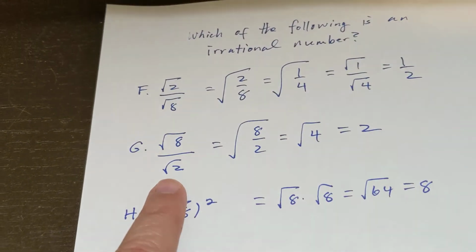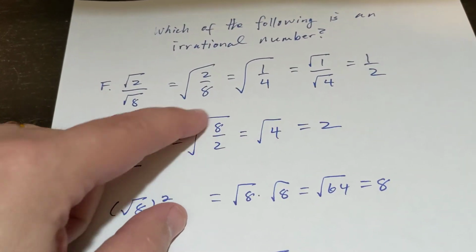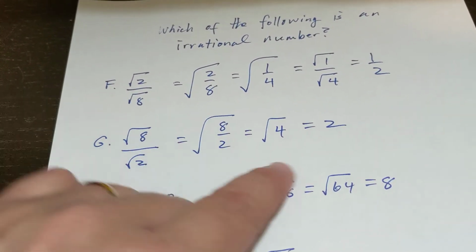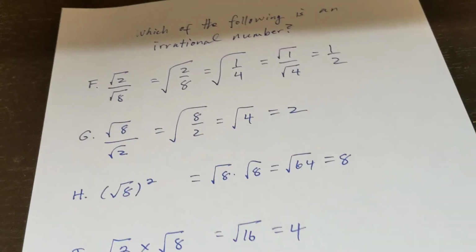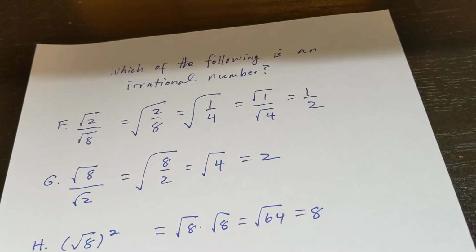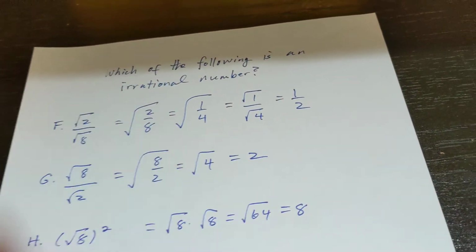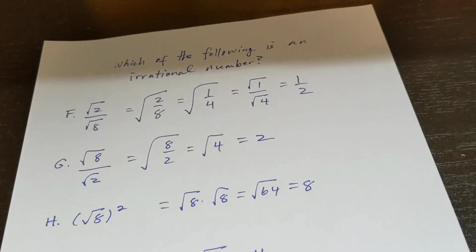Here we go. Here in a similar manner, I'm replacing two square roots with a single square root. 8 over 2 is 4, and the square root of 4 is 2. Well, 2 is the same thing as 2 over 1, so it's not that, because that is a fraction. Remember, an irrational number is a number that is not a fraction or cannot be written as a fraction.